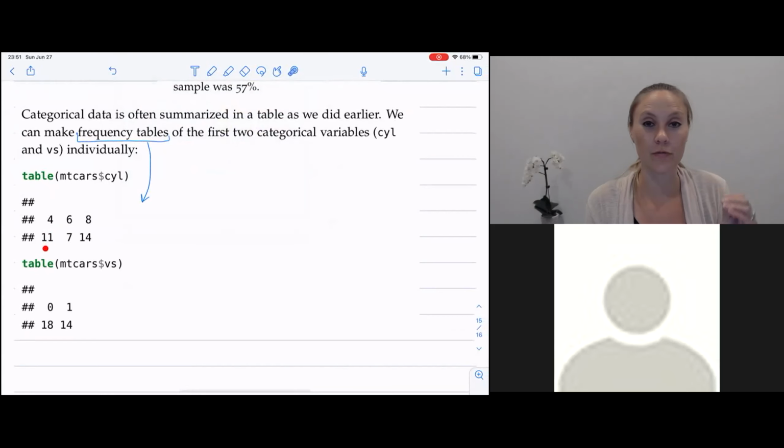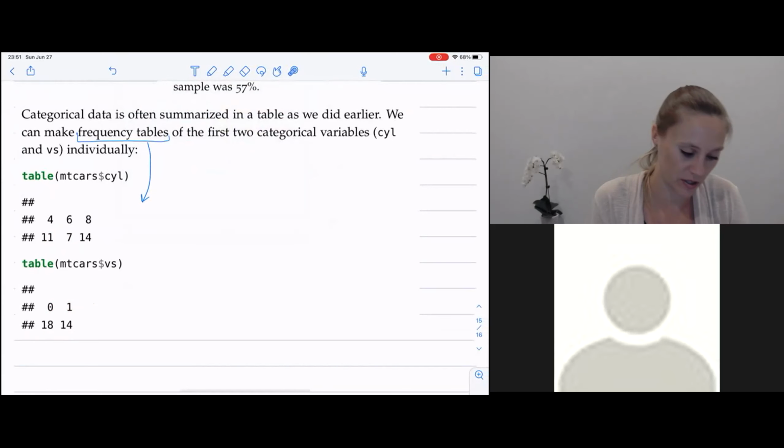It shows you the frequency that you have in each category, right? And then you can make a frequency table of the V-shaped or the straight engine. There are 18 V-shaped, 14 straight engines.